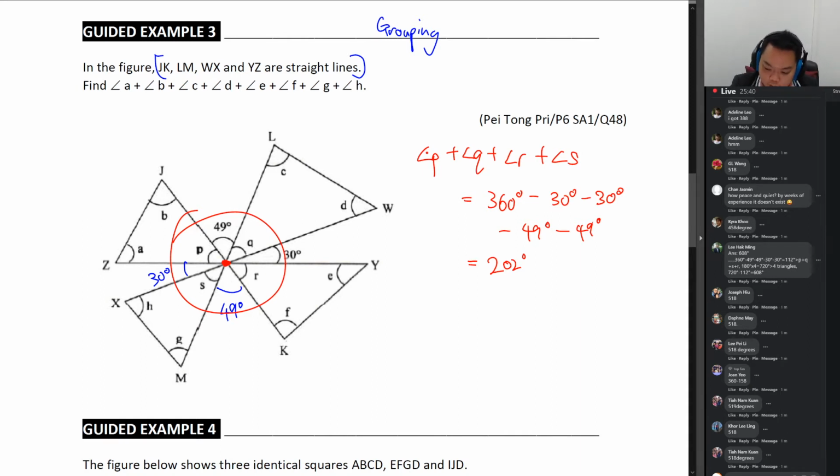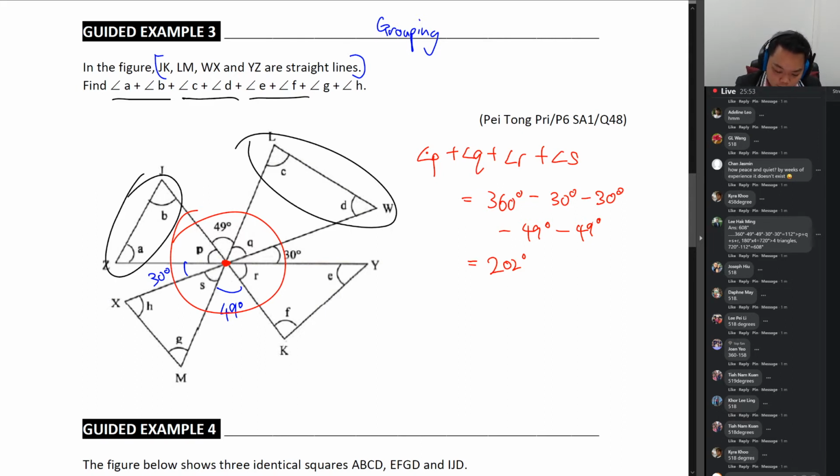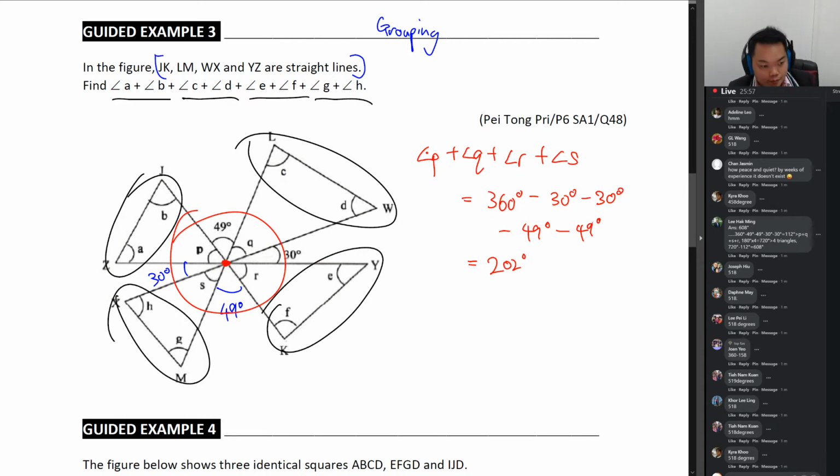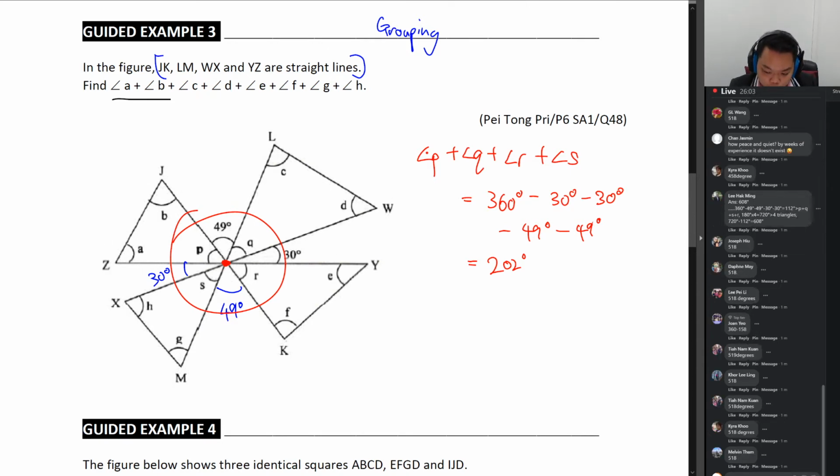So after that, how do you find, let's look at where all these angles are. A and B are over here. C and D are over here. E and F are over here. G and H are over here. If it helps you to visualize, just list it out.